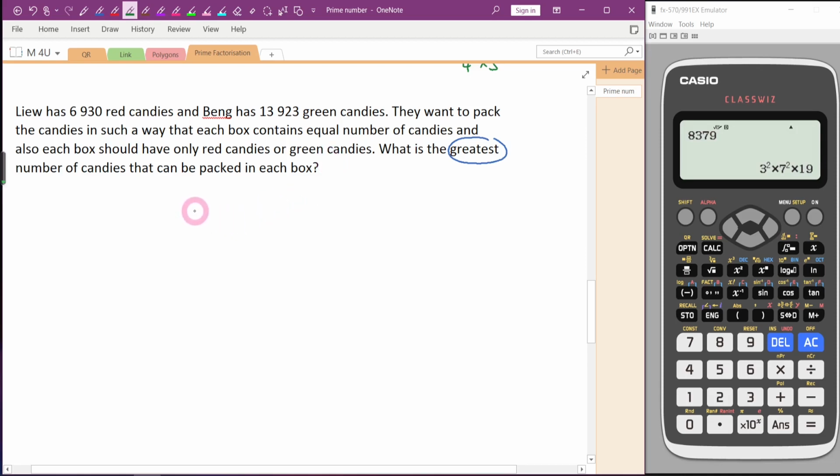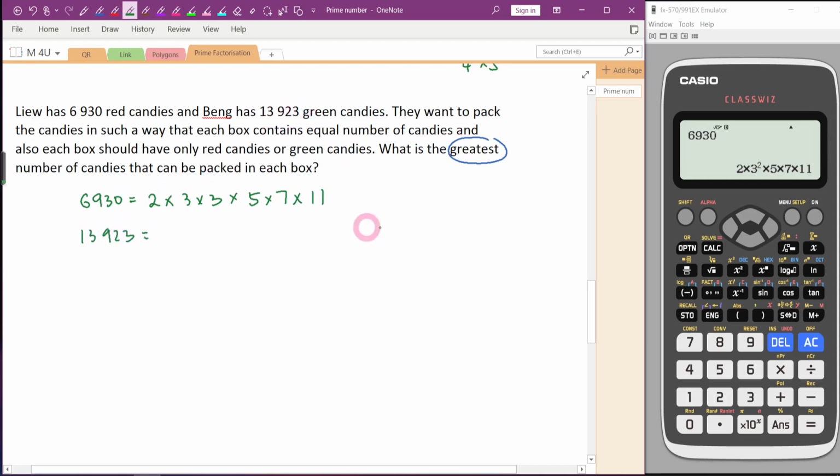Let me show you prime factorization first. Since this number is quite big, this time I'm going to use our calculator to help us do the prime factorization. So 6930 equal, then shift, do the prime factorization, press this button. Okay, so it's equal to 2 times, I don't suggest you write 3 square. If you see 3 square, write 3 times 3. And then 5 times 7 times 11. Okay, so how about 13923?